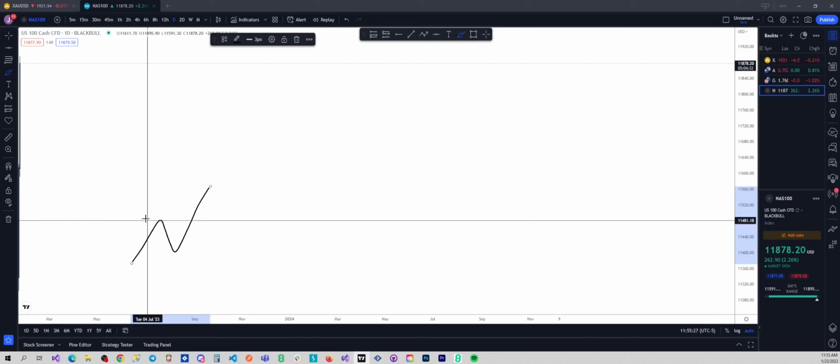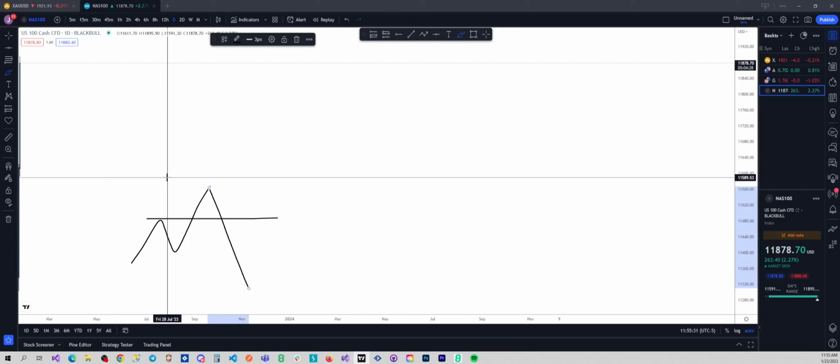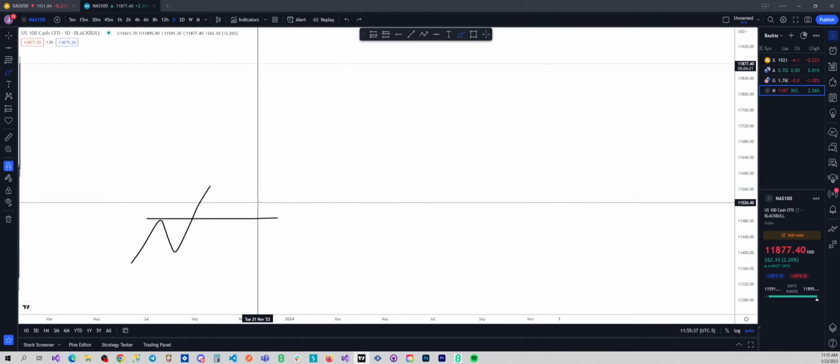Now, the market does not always follow structure because sometimes a break of structure happens. So we're going to talk about that later in the video. But for right now, we're just going to talk about simple structure.